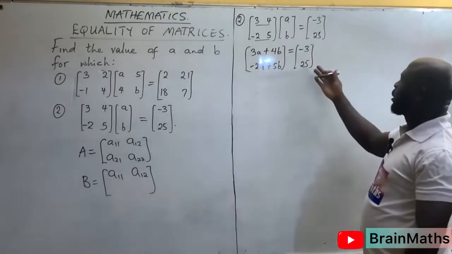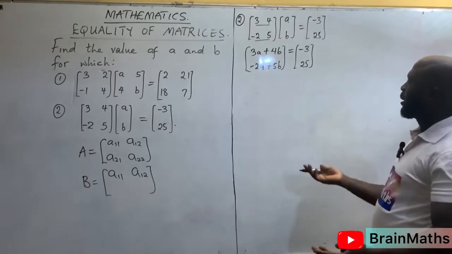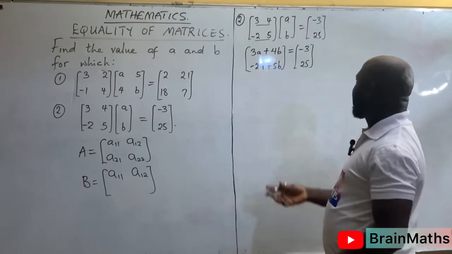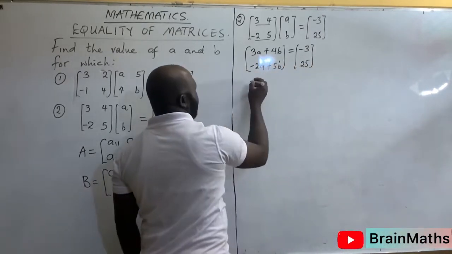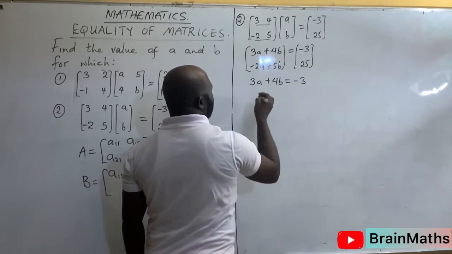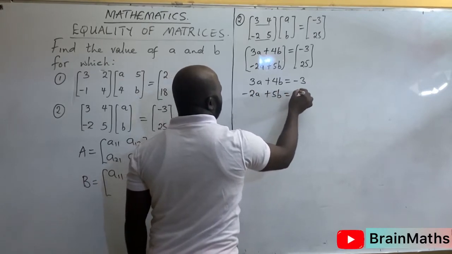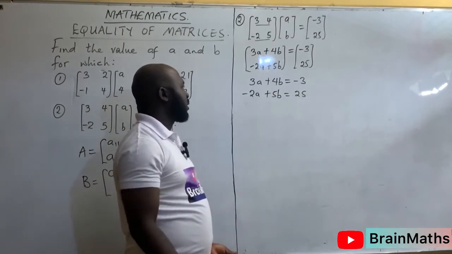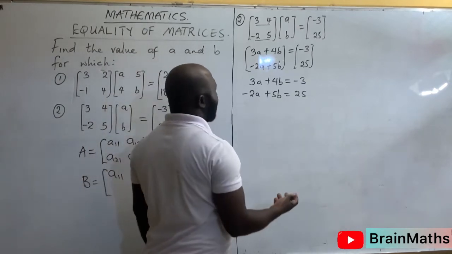So this one is equal to this. If you're looking at this closely, you will see that it has given us something that is very close to a simultaneous equation. So we can remove the bracket and solve it simultaneously. So we are going to say 3A plus 4B equals -3, -2A plus 5B equals 25. So we need to eliminate or substitute as the case may be. For this case, let's try to eliminate A.